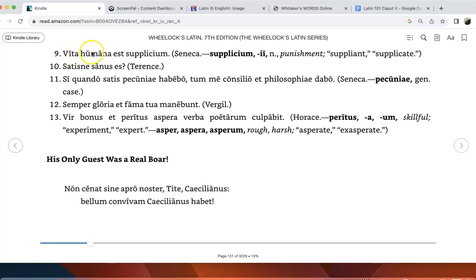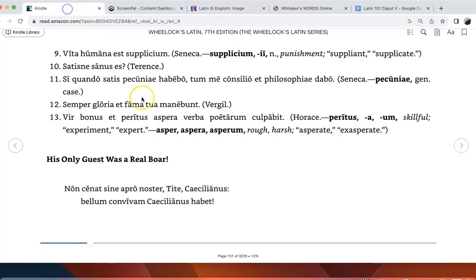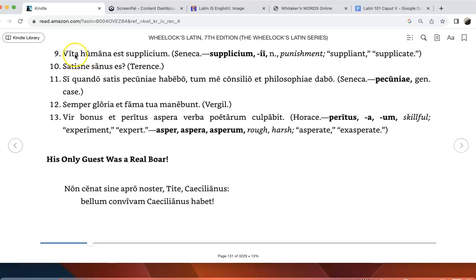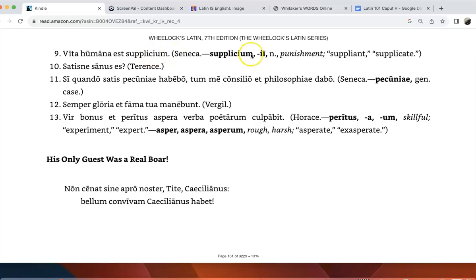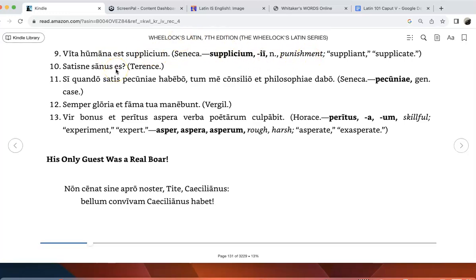This one's fairly straightforward grammatically. Vita humana, that just ends in A, so we need a subject. So human life, Latin likes to put the adjective after the noun. We talked about that before. So human life. Est just means is, and then supplicium, they give us that right here, it means punishment. So we put it all together: human life is punishment.